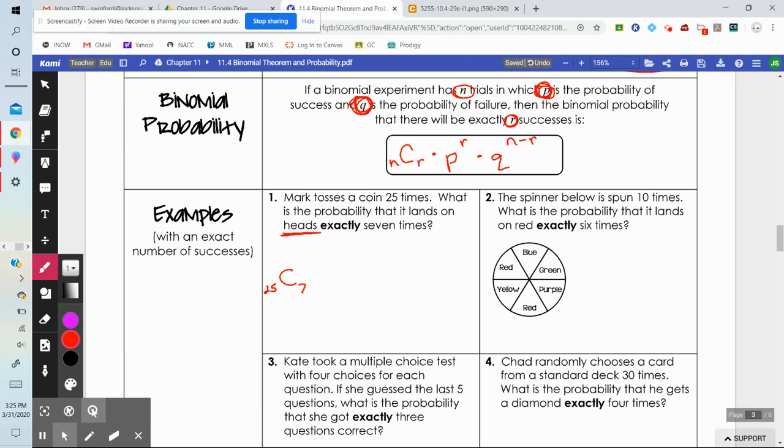So out of those 25 tosses, we want 7 heads. Now we're going to multiply that by the probability of a success, which is 1/2. That's going to happen 7 times. And the failure, oddly enough, has the same probability, and that's going to happen the other 18 times. So this is the probability of success, and this is the probability of failure. We want success to happen 7 times and failure to happen 18 times, and then that's going to be the probability of that happening.